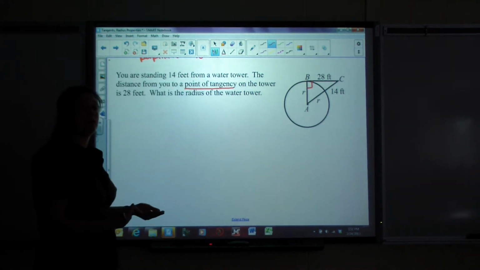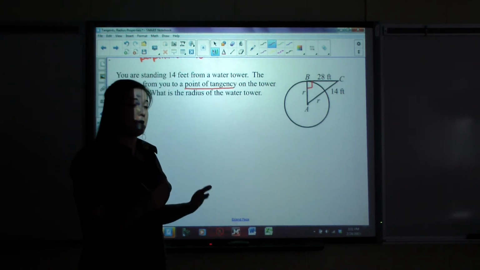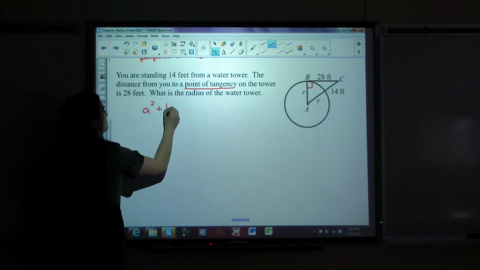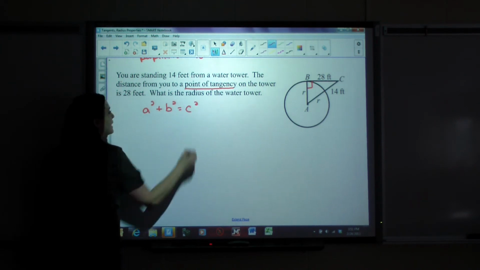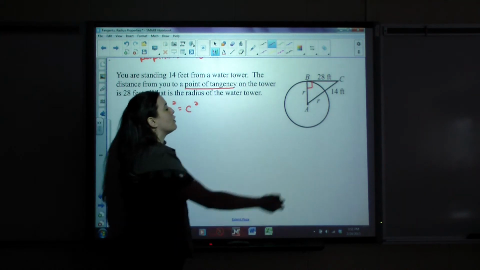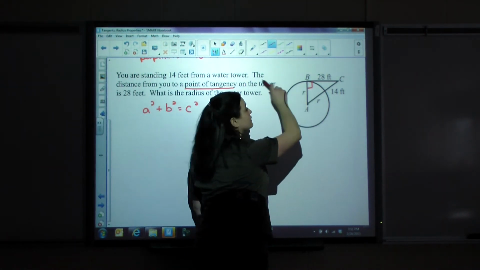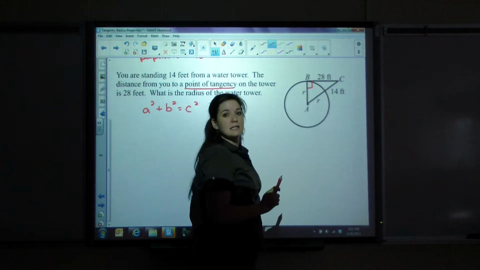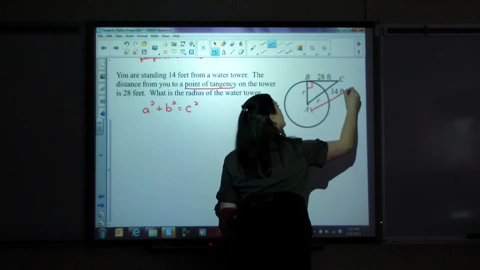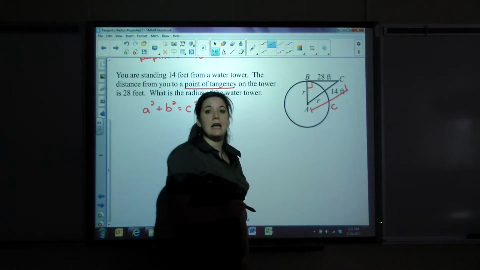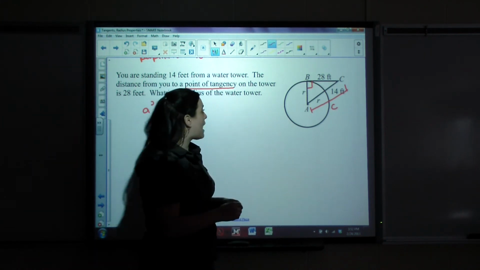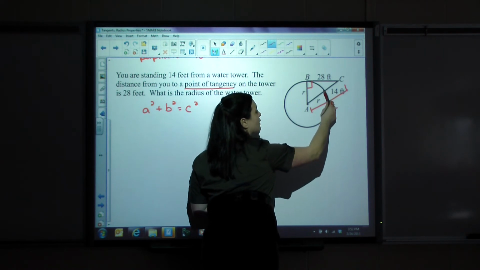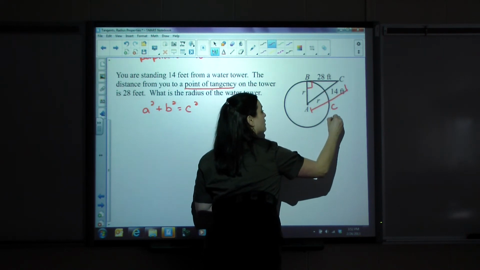So what I'm going to do is set up the Pythagorean theorem yet again. We are going to use a squared plus b squared equals c squared to help us solve for the radius. Now, notice where the right angle is. The right angle is where the tangent line meets the radius. So across from the right angle is our c value. But notice, this whole thing has to be c. That whole side is the hypotenuse. And that whole side is not 14. That whole side is 14 plus r.